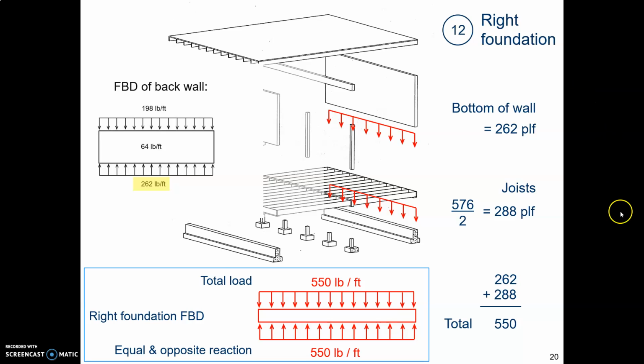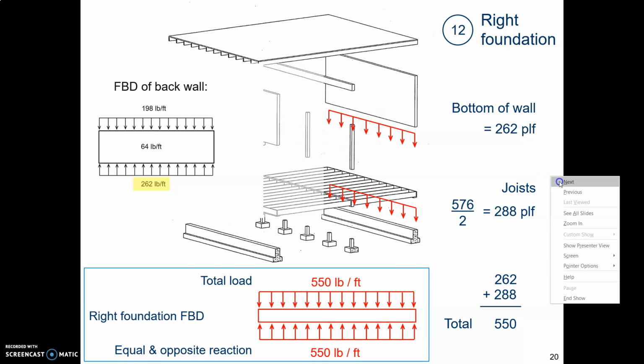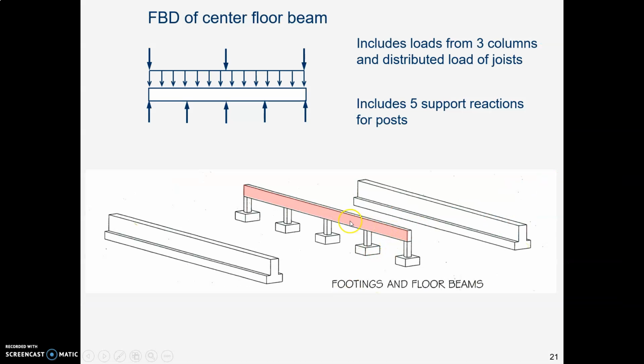Here is where we left off. We had found a free body diagram of the left foundation and the right foundation. And now we're going to move to the middle of the building and look at that center floor beam. That is this thing in the middle here.